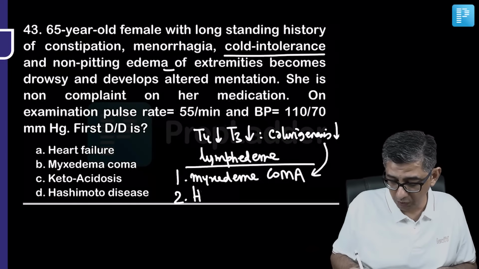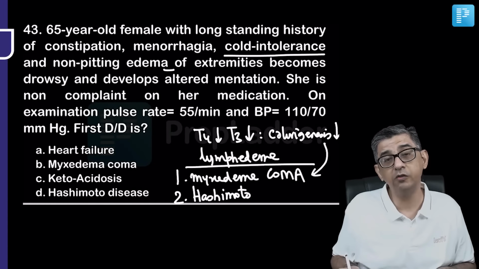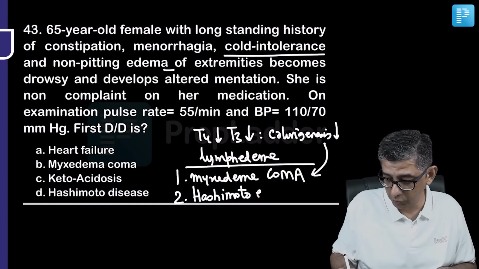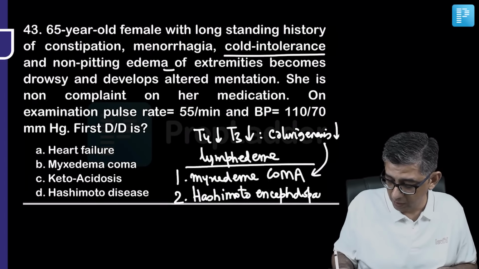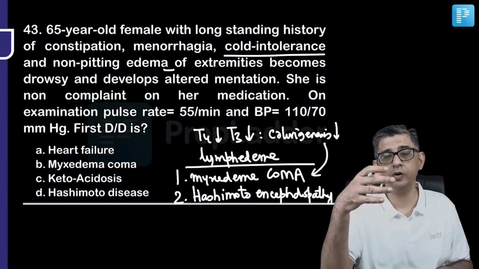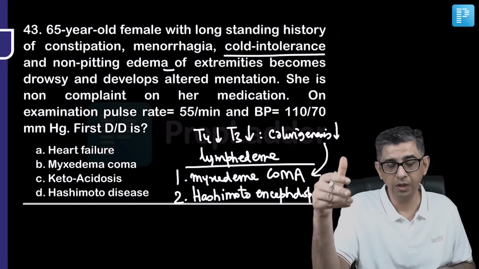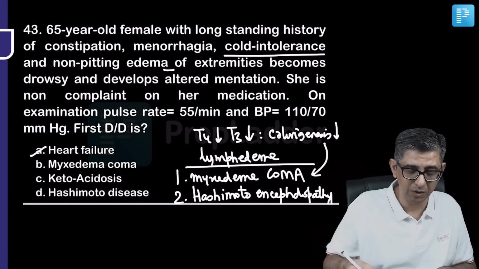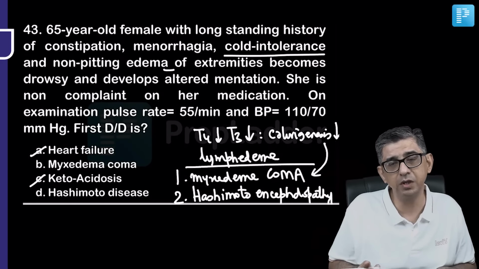Another reason is that you could be having seizures and myoclonus also. Myoclonic seizures are a rare presentation which is usually responsive to steroids, that is Hashimoto's encephalopathy. These are two differential reasons for CNS problems that could develop in a hypothyroidism patient. Heart failure was anyway a dummy choice in this case, so was ketoacidosis. So we were left with Hashimoto's disease and myxedema coma.